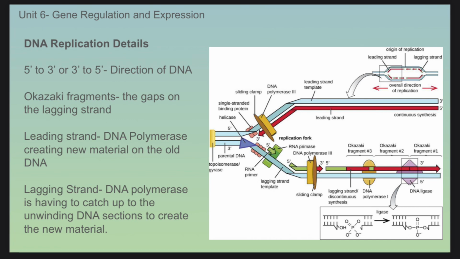Okay, so DNA replication is more complicated, so let me explain a few details. 5' to 3' or 3' to 5' is just the direction of the DNA. So that's how you refer to it. There's no north, south, east. It's just 5' to 3' or vice versa. Okazaki fragments are the gaps on the lagging strand, and I'll explain what that is. The leading strand is where the DNA polymerase is creating new material on the old DNA. The lagging strand is the DNA polymerase having to catch up to the unwinding DNA section to create the new material, because it always goes 3' to 5' or vice versa.